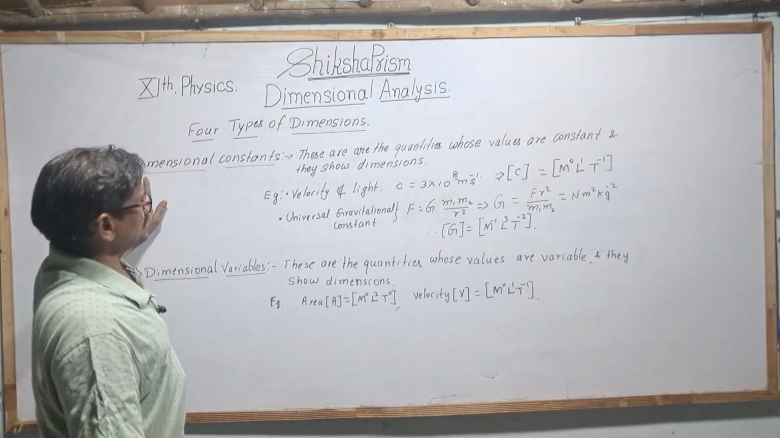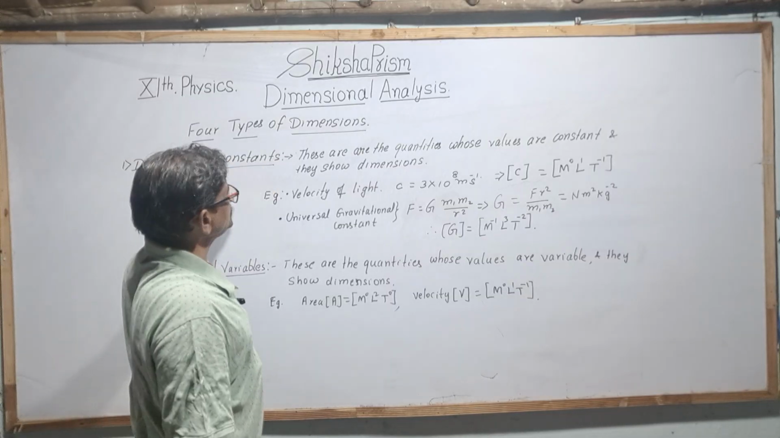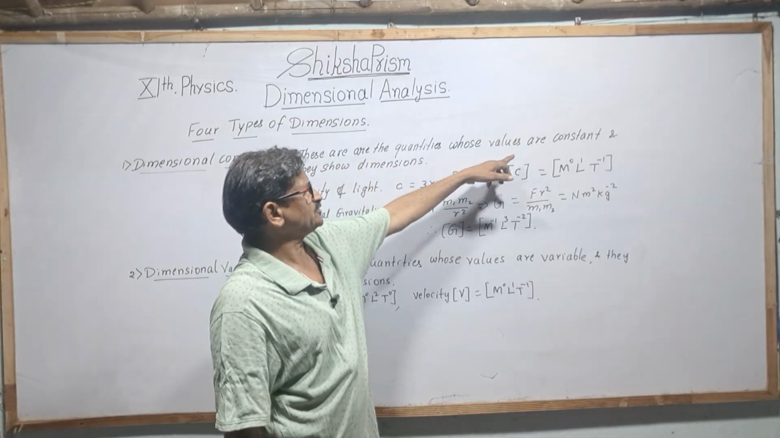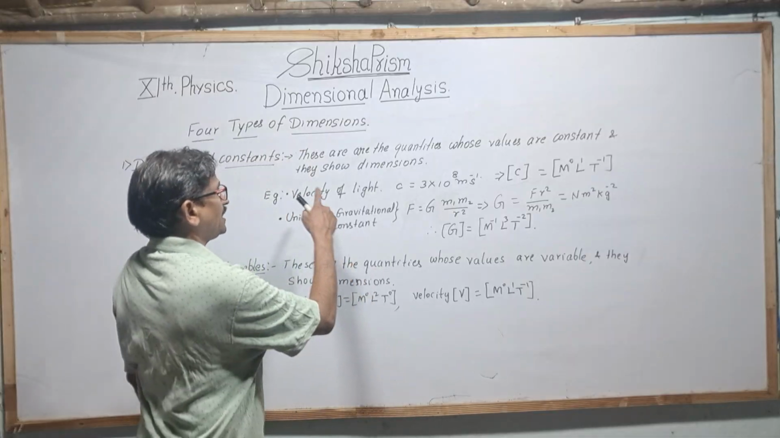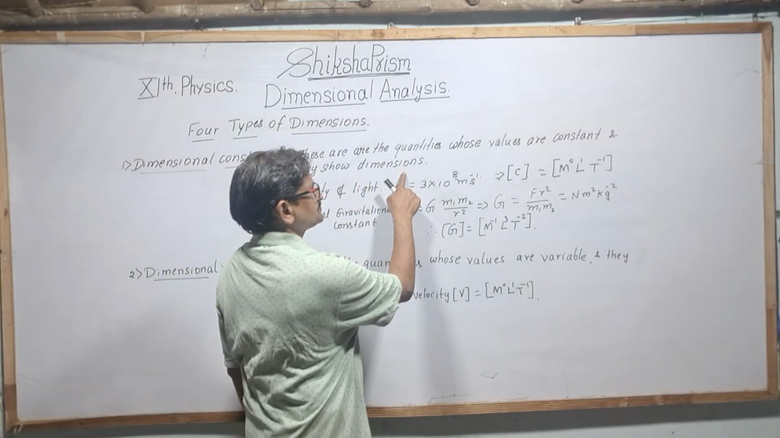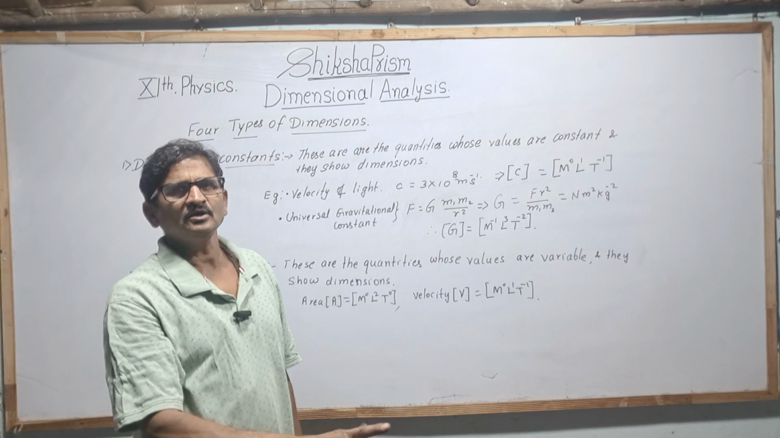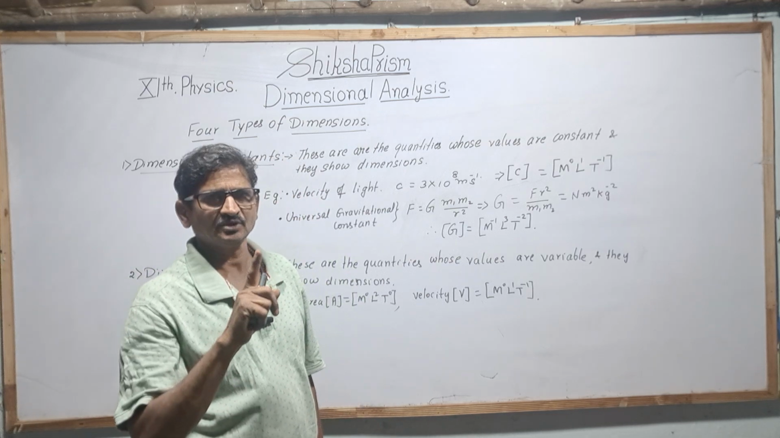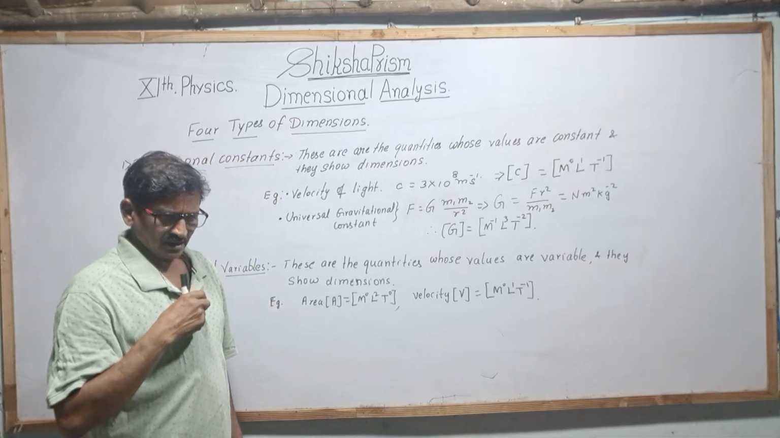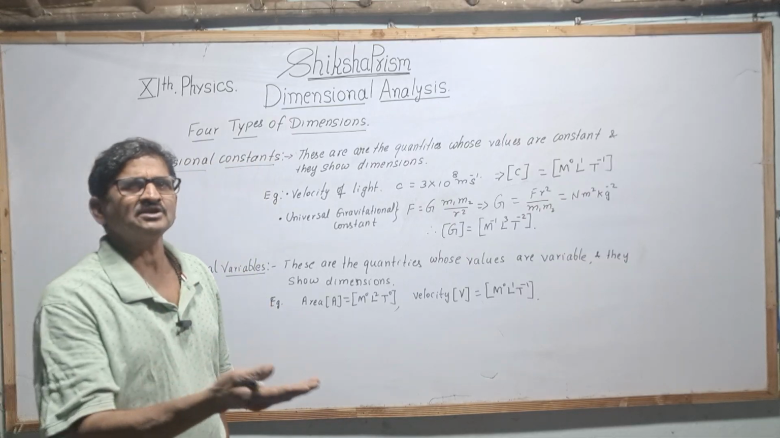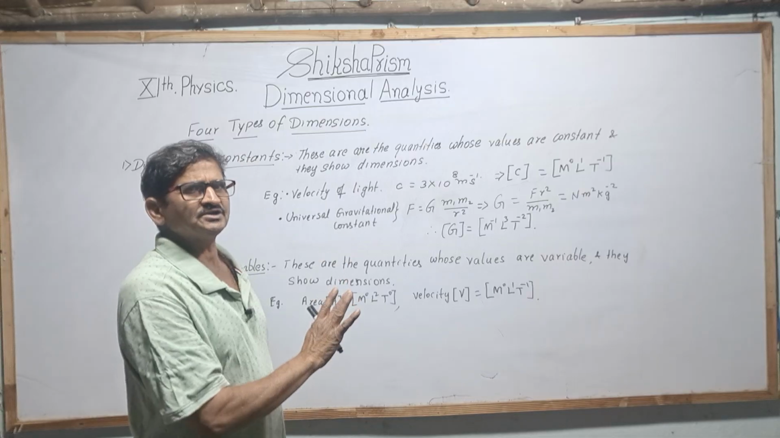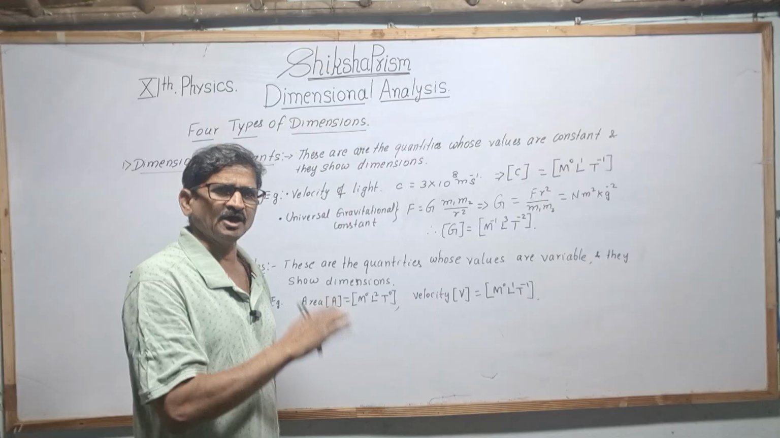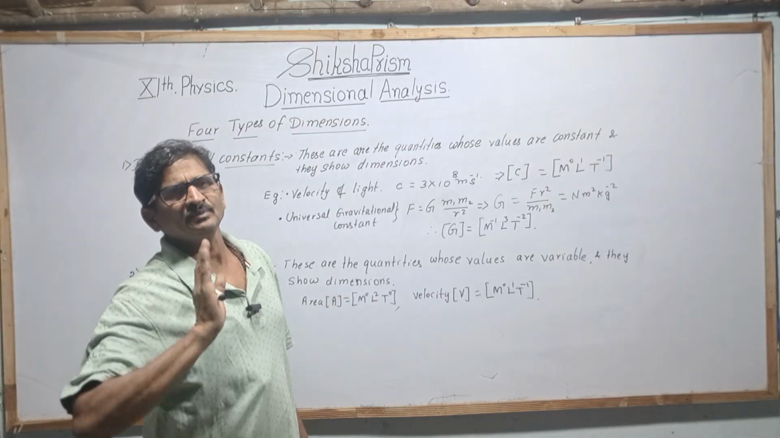So take an example here. The definition states that these are the quantities whose values are constant and they show dimensions. Their values are constant, but they show dimensions. Generally, many constants are dimensionless, but here these quantities are showing dimensions. So even though they are constant terms, we get their dimensions here.